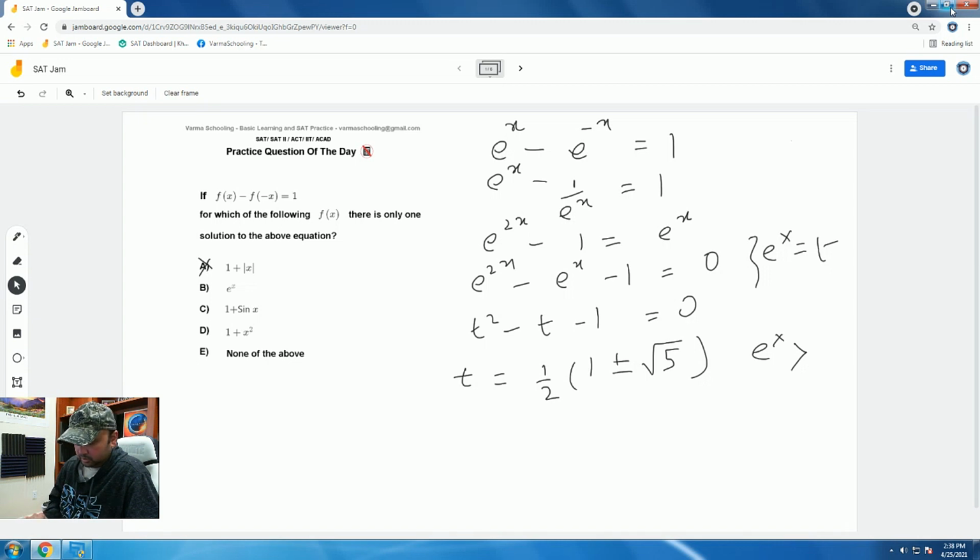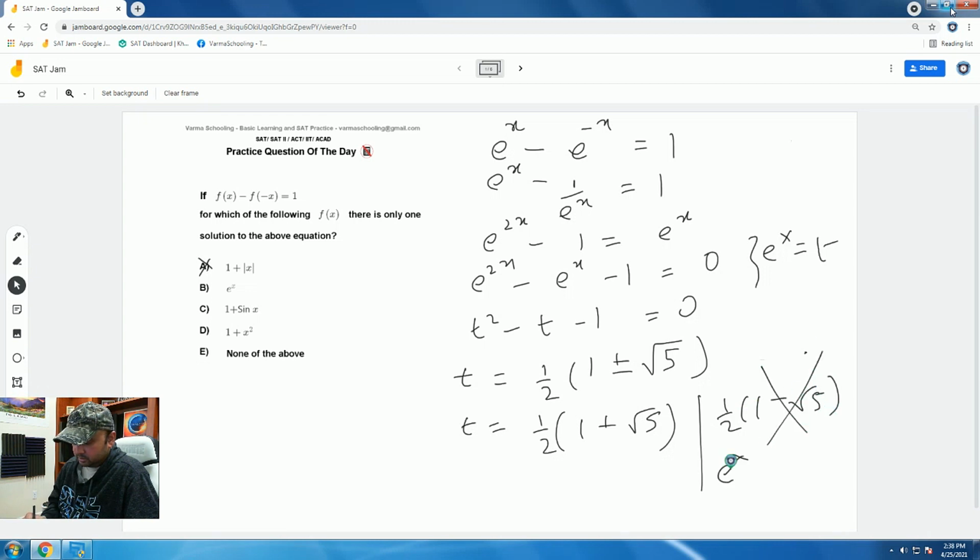So we can rule out the solution that's giving the negative value for t, which in this case would be 1 minus root 5, because it is obviously a negative value. So this one will only have one solution, which is t equals half of 1 plus root 5. And the solution 1 minus root 5 is ruled out. E to the power x is not less than 0, it's greater than 0. So that was that. But let's just try to rule out what the other options are.